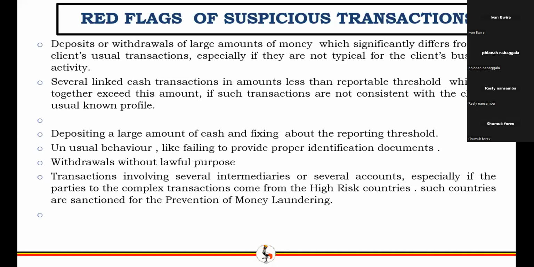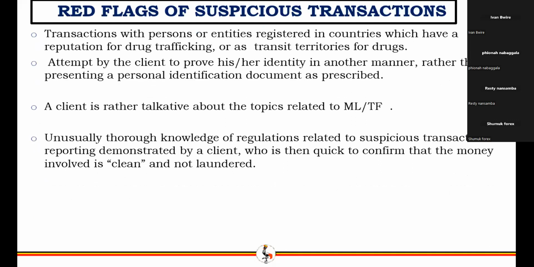Transactions with several intermediaries, complex transactions from high-risk countries. So any transactions from high-risk countries would also amount to this. This would help you or give you a hint on what forms suspicion. Or transactions made by persons from high-risk jurisdictions or countries that have a bad reputation of drug trafficking or poor controls of money laundering can also help you form suspicion.